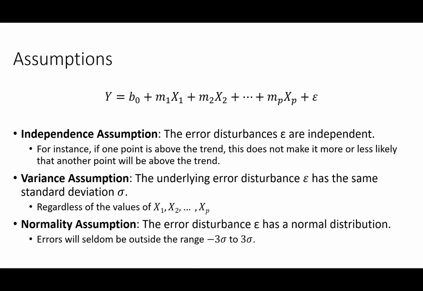And lastly, there's a normality assumption, and that is that the error disturbances, epsilon, have a normal distribution. If you remember your earlier calculations from chapter 1, in a normal distribution, 68% of the observations are plus or minus 1 standard deviation, 95% are plus or minus 2 standard deviations, and almost all of them are plus or minus 3 standard deviations. So here we would say errors will seldom be outside the range of minus 3 sigma to plus 3 sigma. You won't get errors outside of that if the errors are normally distributed. So these are the three assumptions that have to hold for us to be able to use multiple regression.